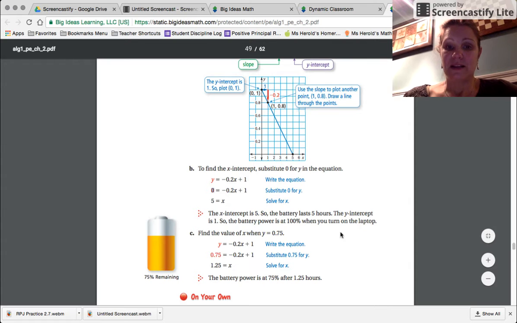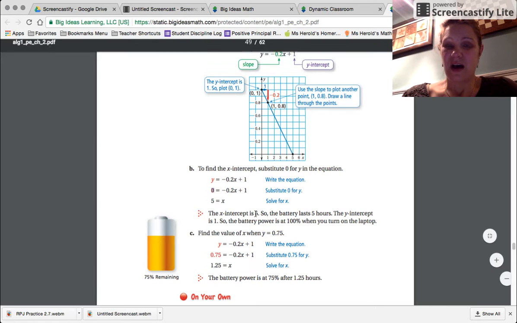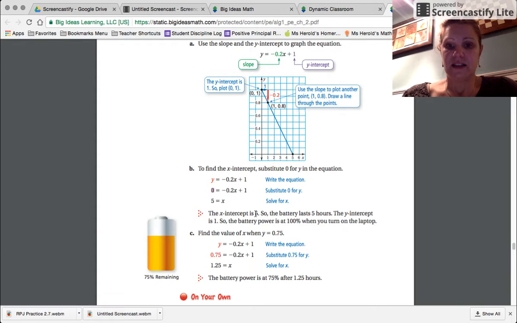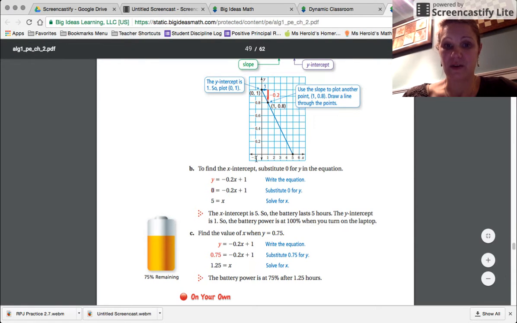Okay, and so make sure that you understand when they're saying to interpret the intercepts. Remember, you're going back to the context of the story. So if the x-intercept is 5, that was hours. That means the battery lasts 5 hours, because once the number of hours has gone by, we're down to 0 on the y-axis, which means that's the percentage of power that's left.